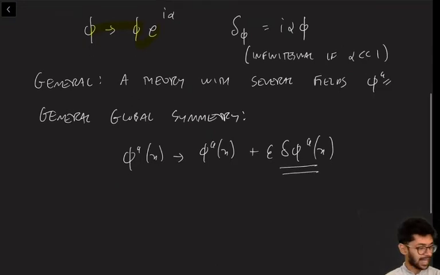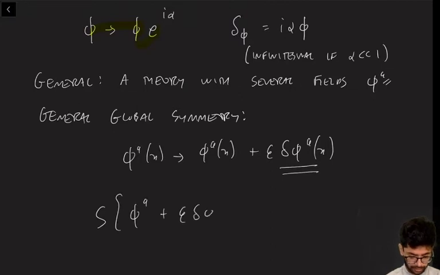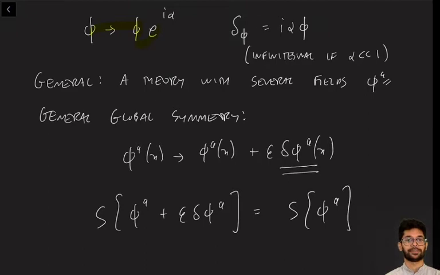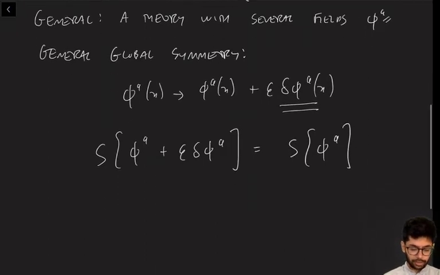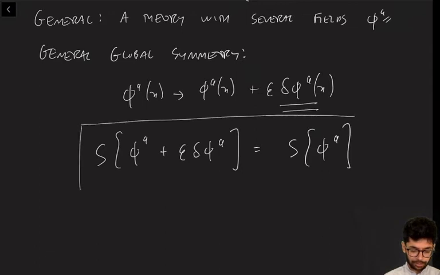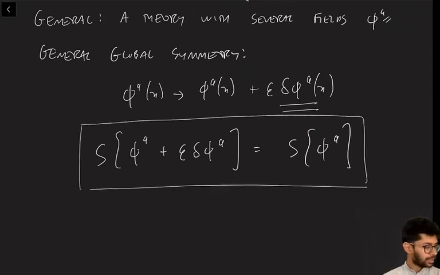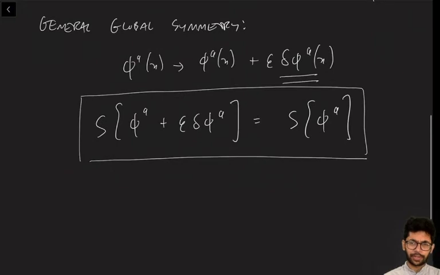And I'm assuming the action is invariant under this. So what that means is that if I compute the action on this field configuration, it is equal to the action on the untransformed field configuration. Okay. So this is what I'm going to study from now on. And also, it's maybe good to keep in mind the example of the complex scalar field as a concrete example of the things that I'm discussing.